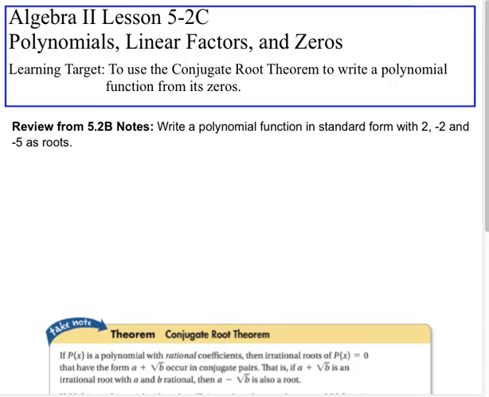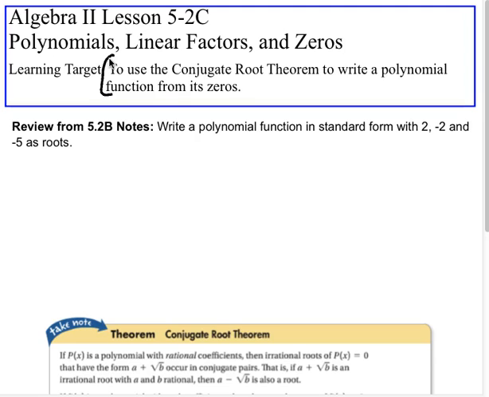Welcome back. We're continuing on to our third section of 5.2. So today we're going to focus on using the conjugate root theorem. Okay, so the conjugate root theorem helps identify other zeros that rational polynomials have to have. Now before we do that, let's go and review what we did in the last notes that leads into this.